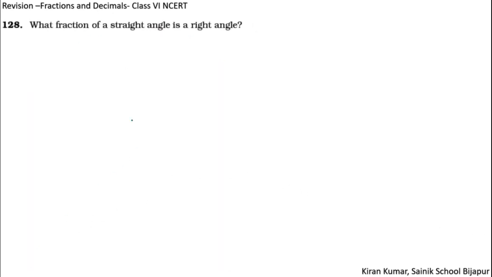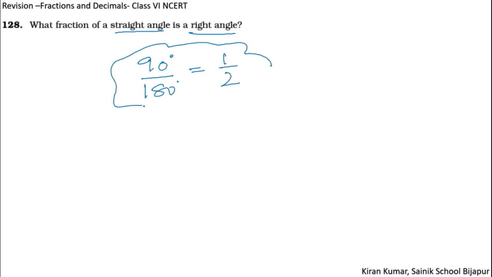Question 128. What fraction of a straight angle is a right angle? Straight angle to right angle means we have to consider 90 degrees upon 180 degrees. So the fraction is 1 upon 2.